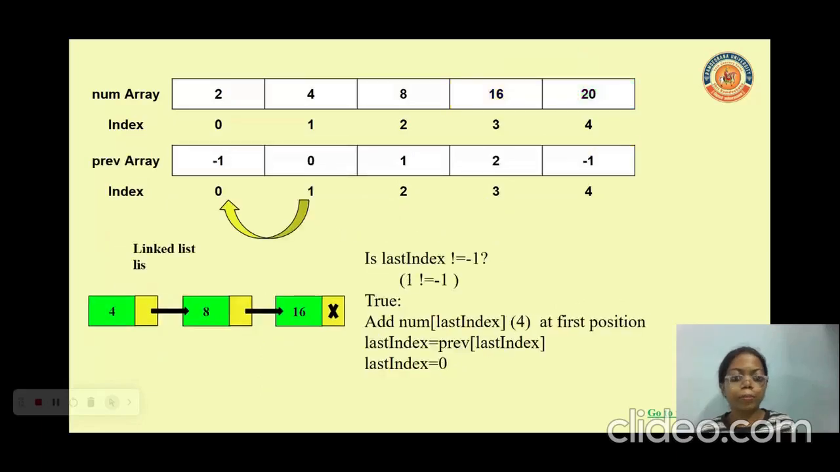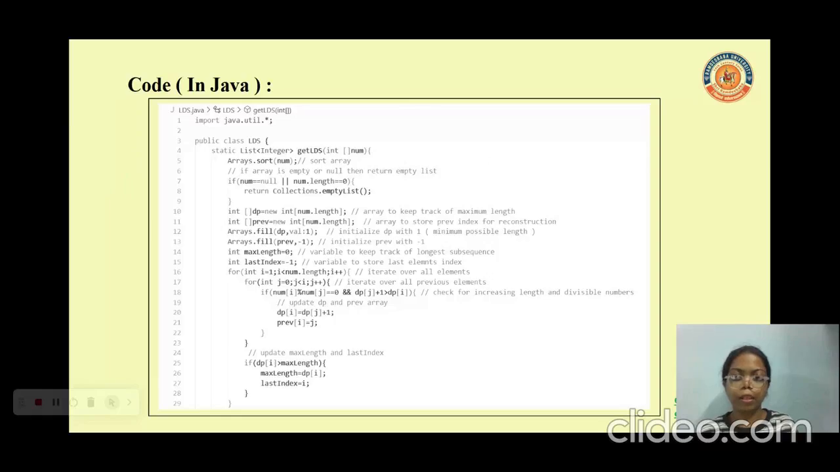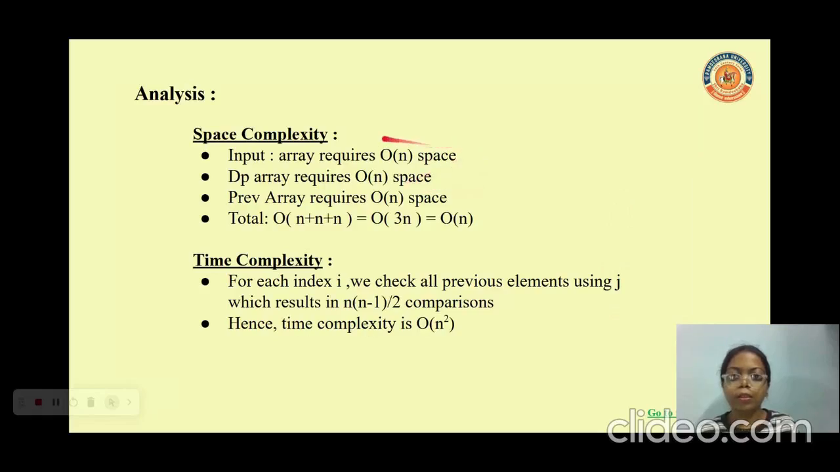And the reconstruction part is also similar to what we have seen earlier. And this is Java code following the same steps which we have seen earlier. And these are the test cases to check whether it is working properly or not. Space complexity and time complexity are also the same, because the algorithm is almost the same, just with a few minor differences.